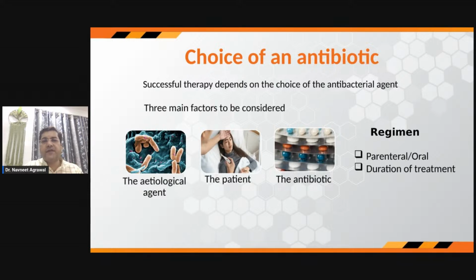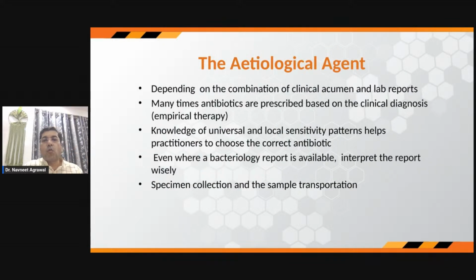Successful therapy of any infection depends on the correct choice of antibacterial, and a correct choice of antibiotic needs three factors to be considered. First, the etiological agent; second, the patient; and third, the antibiotic itself. So how to decide about the etiological agent? Not necessarily do we go for a blood culture, urine culture or culture sensitivity for every patient. Whoever is coming to our OPD with just an infection of 1 or 2 days, we are not going for all these investigations.